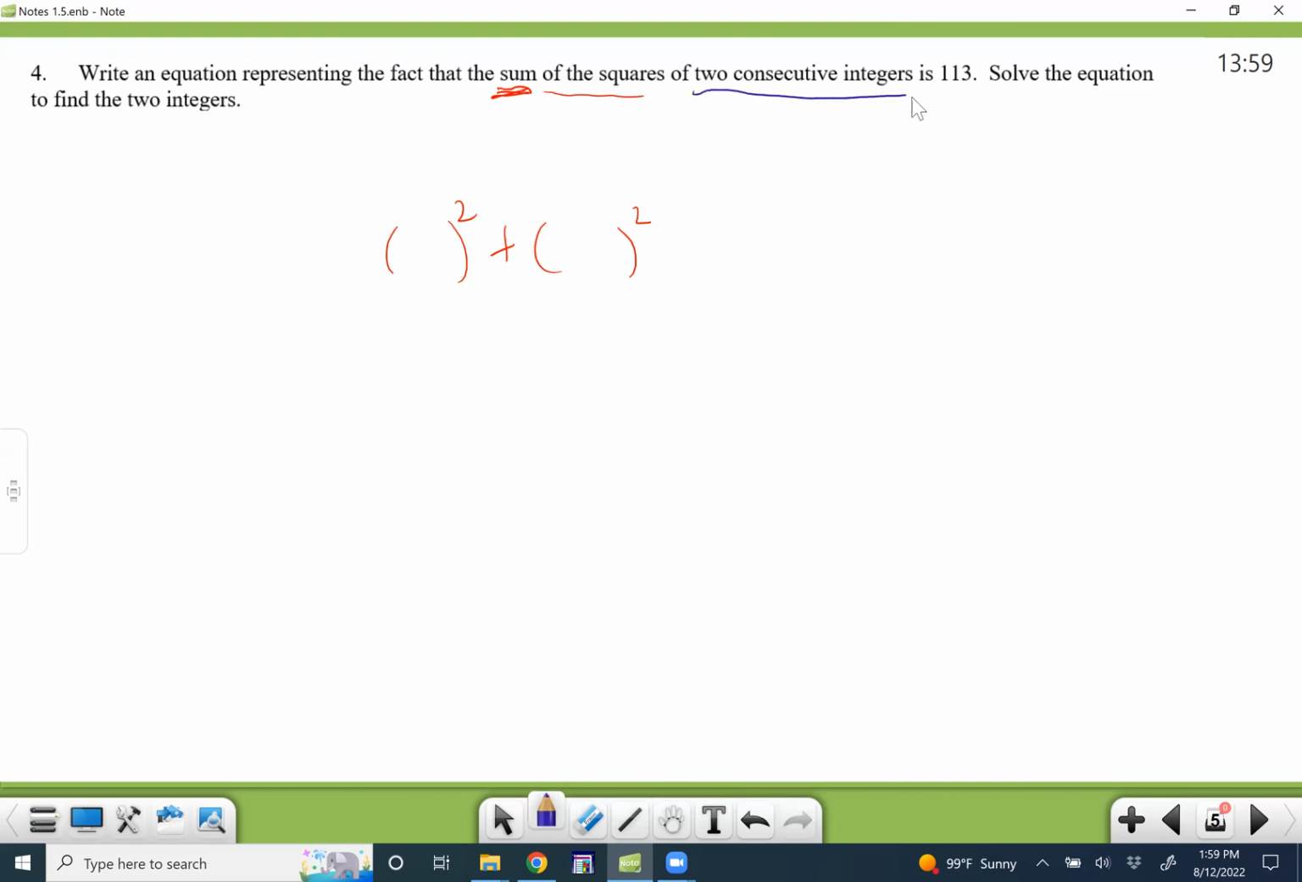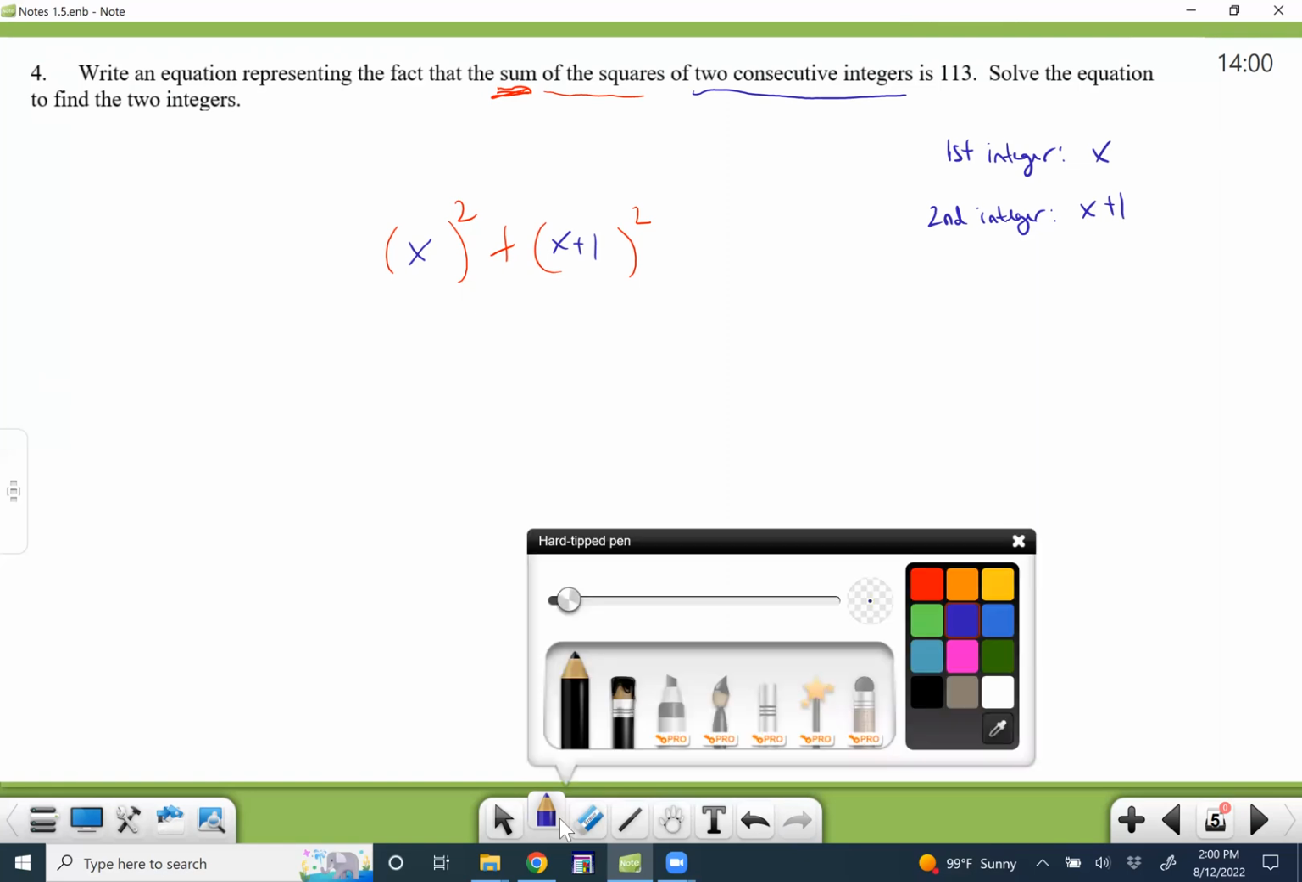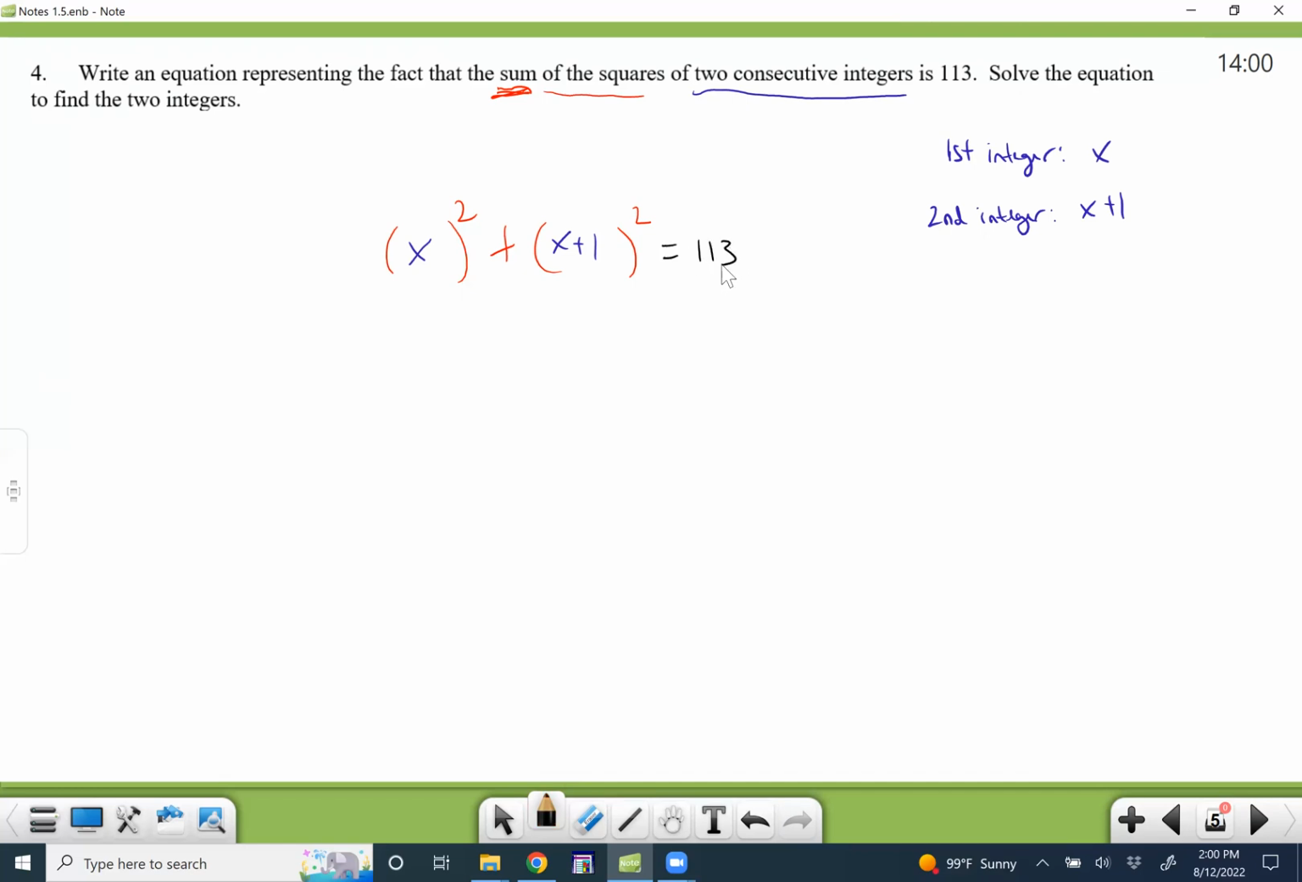We said a second ago that if you have 2 consecutive integers, you call the first one x no matter what, and the next one would be 1 away from it, so x plus 1. So the first integer is what we're calling x, and the second integer is what we're calling x plus 1. All right, and the sum is 113, so we're just going to set it equal to 113. So there's our equation. It feels good to be able to write down the equation.